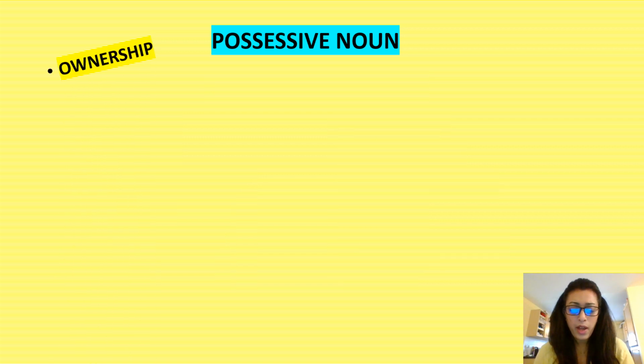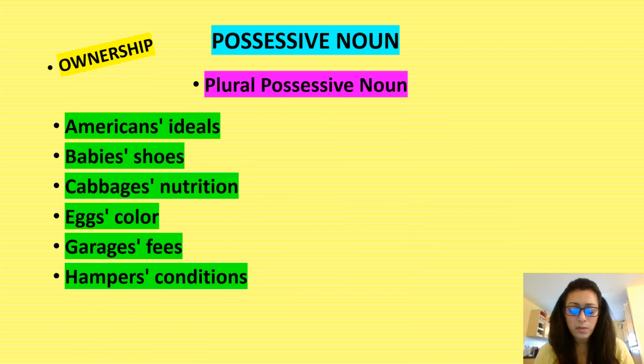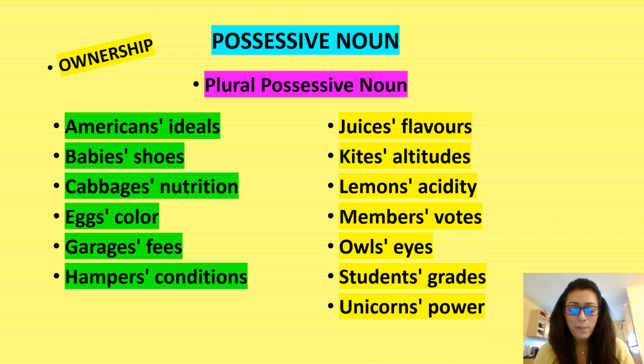Now, when a plural noun ends with an s, simply add an apostrophe to make it possessive. So let's take a look at a few examples of the plurals. Americans' ideals, babies' shoes, cabbages' nutrition, eggs' color, garages' fees, hampers' conditions, juices' flavors, kites' altitudes, lemons' acidity, members' votes, owls' eyes, students' grades, unicorns' power.